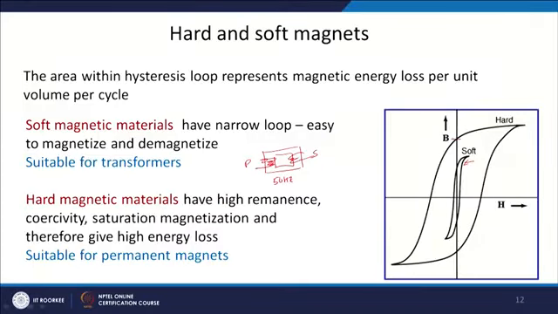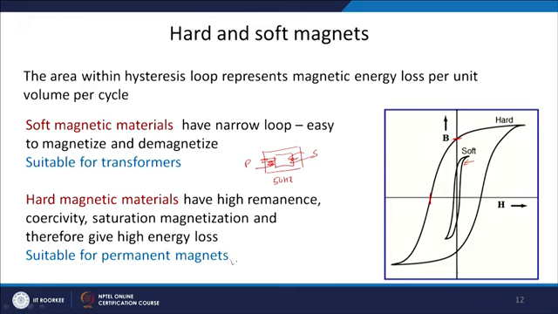Now, hard magnetic materials are also important. They of course have high remanence. They have higher coercivity, and saturation magnetization will also be higher, and that is why they have higher loss of energy. But for applications where you do not want to keep changing their magnetization condition, these are important.